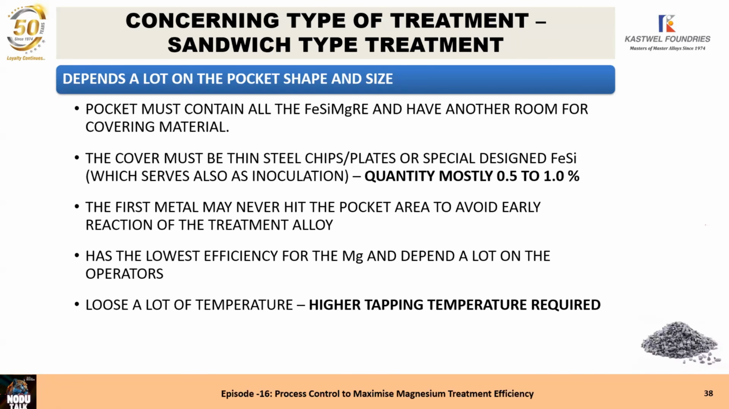The first metal may never hit the pocket area, to avoid early reaction of the treatment alloy. So it's very important to ensure that the first metal tap is away from the magnesium alloy and the cover. It has the lowest efficiency for the magnesium and depends a lot on the operators and the training. You lose a lot of magnesium in treatment, and a higher tapping temperature is required for this method. This is a disadvantage of this process.